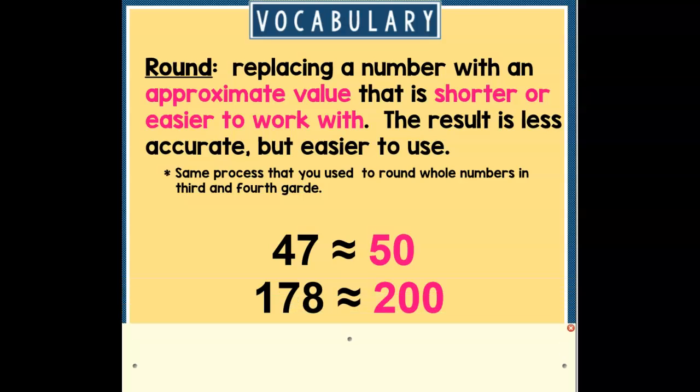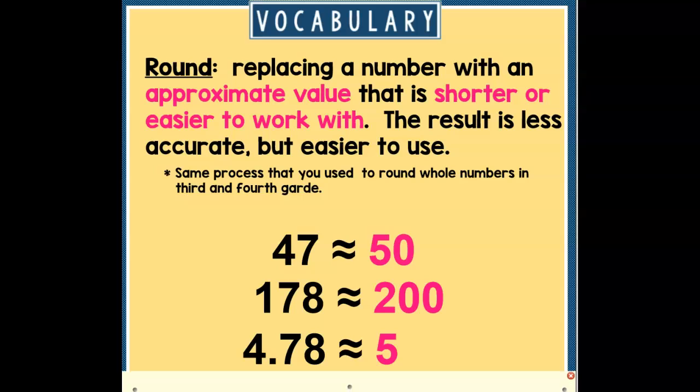Okay? If we wanted to think about something that cost $178, that's about $200 if we were going to round it or estimate it. And yesterday we talked about rounding. Today we'll talk about rounding to the nearest whole number. And if we wanted to round 4 78/100ths, we'd round it to 5 if it was the nearest whole number.